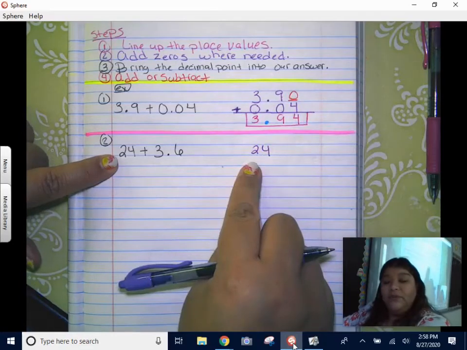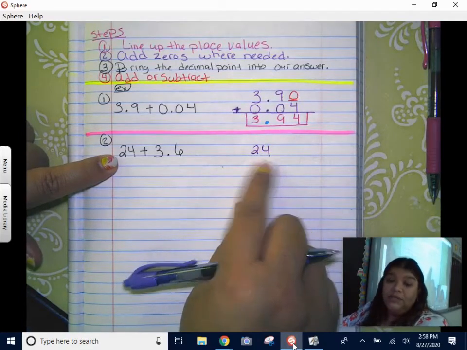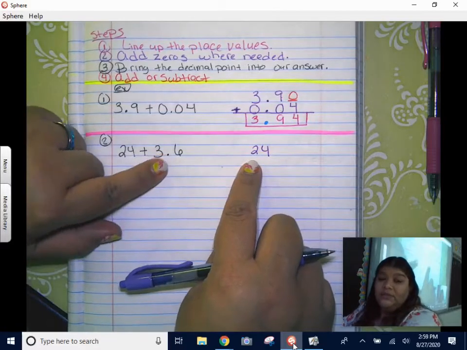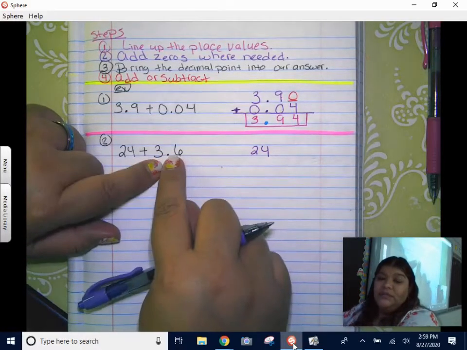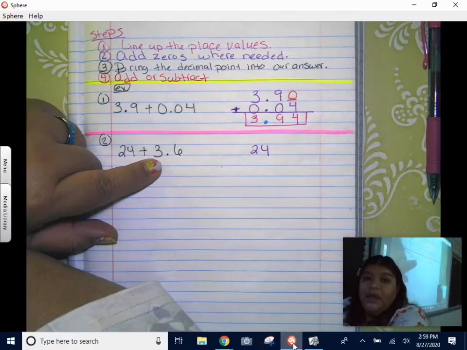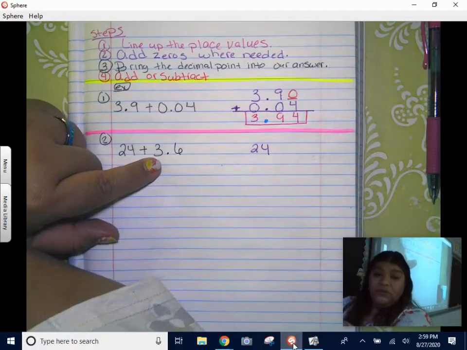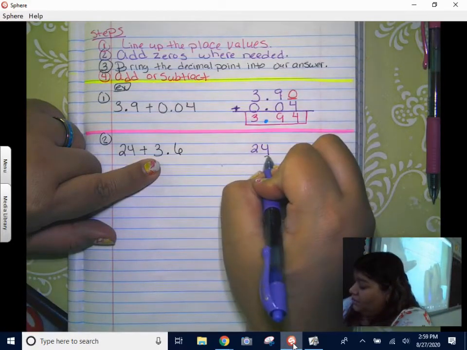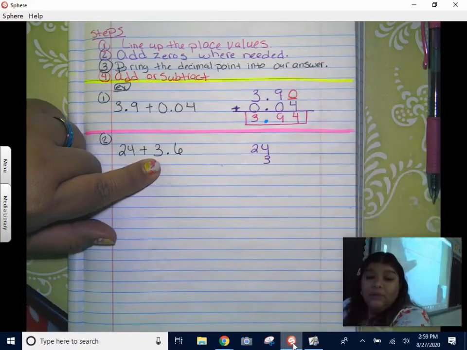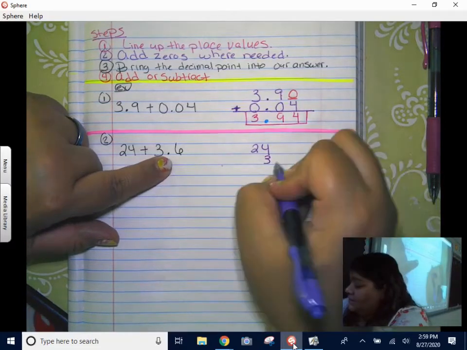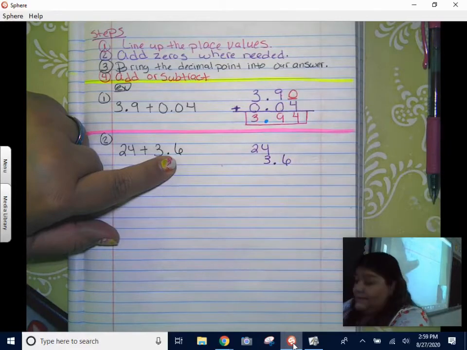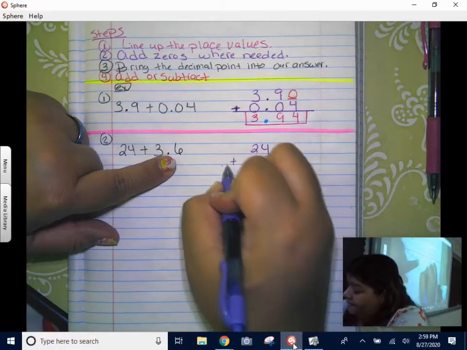Now, you remember where 24 is. The 4 is in the ones, the 2 is in the tens, okay? Now, look at the 3.6, the 3 and 6/10. The 3 is in what place value? It's in the ones. If you don't remember, go back to page 1 of your notes. 3 is in the ones place. So it has to go under the 4, that's the ones. Then it has the decimal point and a 6 in the tenths, okay?